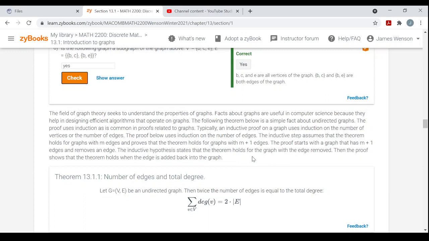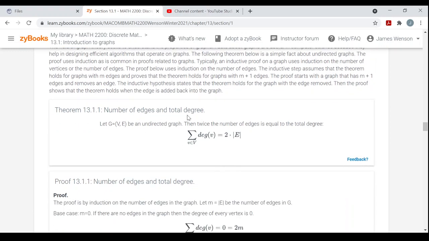So the proof below uses induction on the number of edges. The inductive step assumes that the theorem holds for graphs with m edges and proves that it holds for graphs with m plus 1 edges. You've seen proofs by induction before. This should be familiar. It's just working with these graphs now. All right, so here it is.